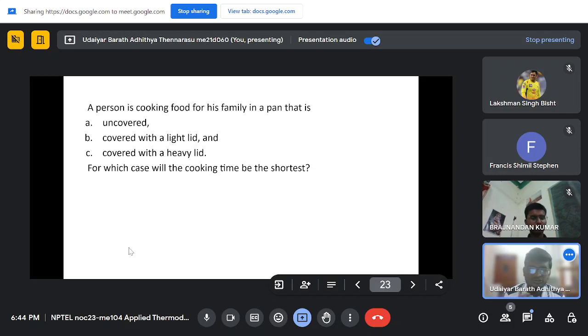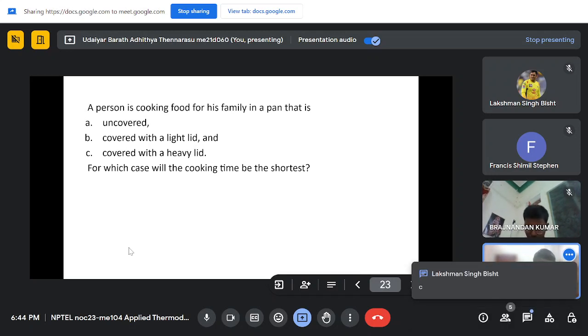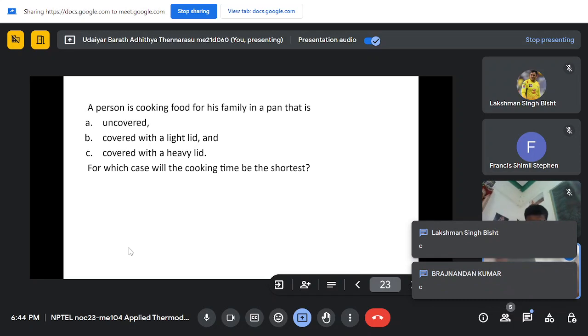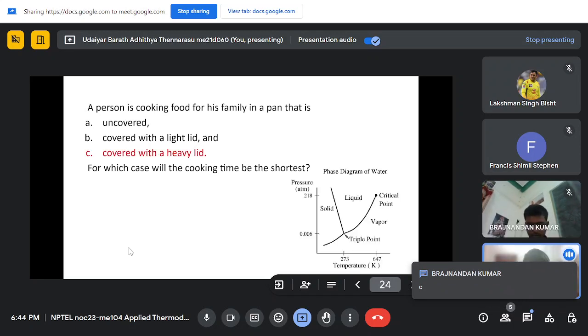Okay. So there's an example scenario. You have cooking. So the person is cooking food in a pan. So we have three cases. You have an uncovered case, where you don't have a lid on the pan. You have a light lid, and the third is a heavy lid. Assume it's a pressure cooker or something, the third one. So for which case will the cooking time be the shortest? Yeah. You see, the answer is option C.